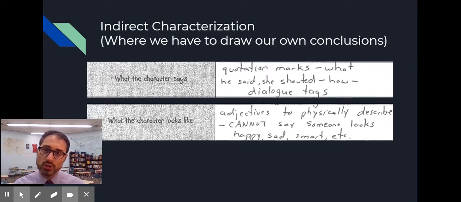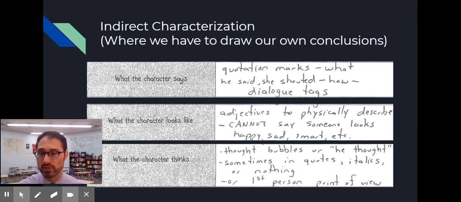They're not really looking frustrated. You're making an indirect reference there. You're concluding that they're frustrated. Maybe they're frustrated because physically what they look like is their brows are furrowed, their face and their cheeks are red. So we're looking for adjectives to describe the physical attributes of characters.